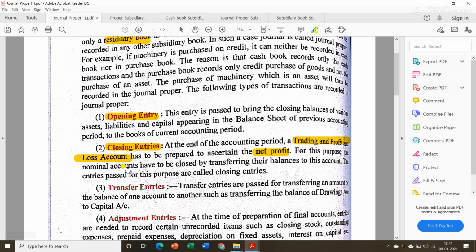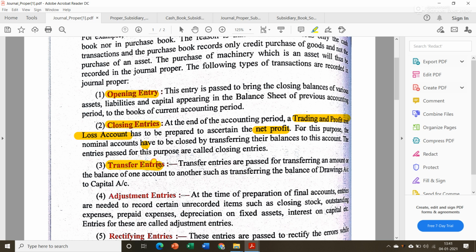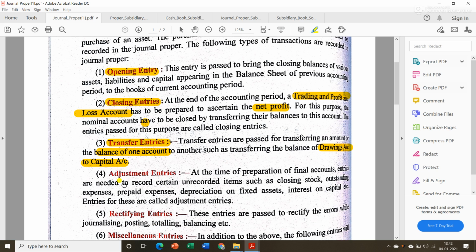So for this purpose the nominal accounts have to be closed by transferring these balances to this account. When we prepare trading and profit and loss account, we will get our net profit, and for that net profit also we have to pass a journal entry. So that is known as closing entry. The next is transfer entries. Transfer entries are passed for transferring an amount or the balance of one account to another, such as transferring the balance of drawings account to capital account. But these transfer entries we hardly come across.